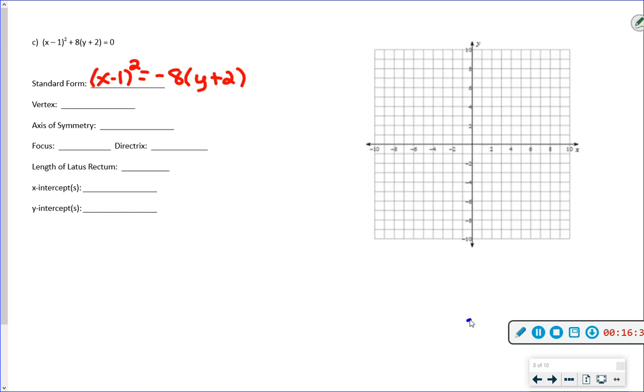Now, just like circles, anytime you have a value in the parentheses, you switch the sign. Negative 1 is with x, so I'm going to put positive 1. 2 is with y, so negative 2. I'm going to go ahead and plot that point for my vertex. It doesn't ask, but I always like to write it down. How is this one going to open, up or down? Down. Why? You're right. Negative 8. Got it.